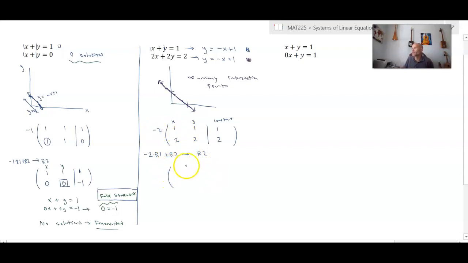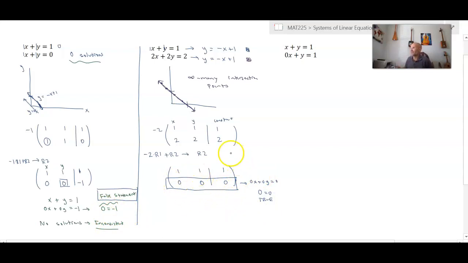So if I take -2 times the first row, and add it to the second row, -2 times 1 plus 2 is 0. -2 times 1 plus 2 is 0. -2 times 1 plus 2 is 0. And now you can see here that we ended up with a row that results entirely in zeros. Now that by itself is not a problem, because this line says 0x plus 0y equals 0, which reduces to the statement 0 equals 0, and that's true. That's always a true statement. We didn't end up with a false statement like we did over here.